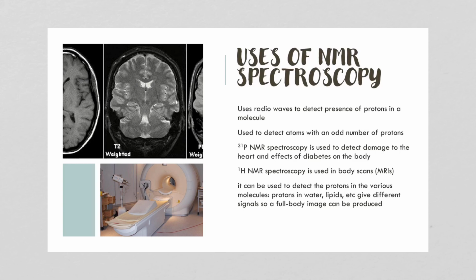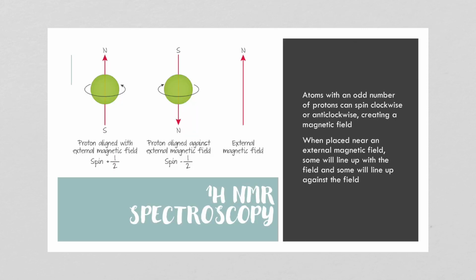H1 NMR spectroscopy is used in body scans or MRIs. And we use the spectroscopy to detect the protons in the various molecules, whether it's in lipids, water, and so on, and they give us different signals. So a full body image can be produced. So when we look at hydrogen NMR spectroscopy, atoms with an odd number of protons can spin clockwise or anti-clockwise. So that creates a magnetic field. And when they're placed near an external magnetic field, some of them will line up with the field and some of them will line up against the field.